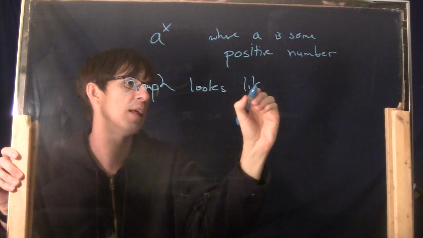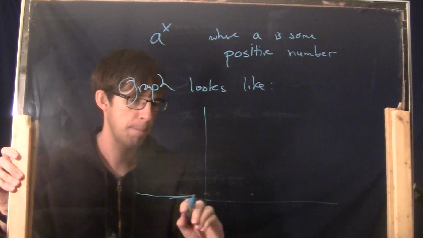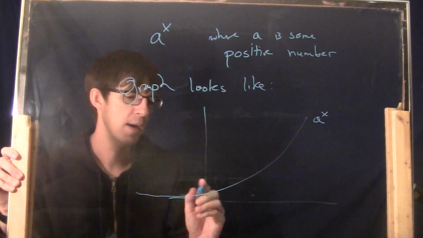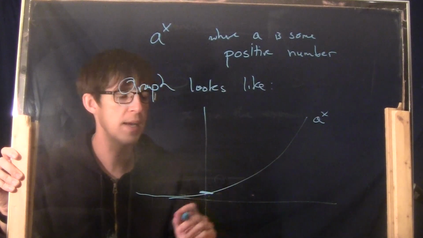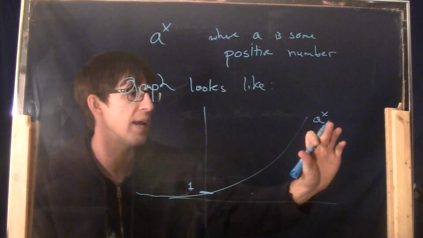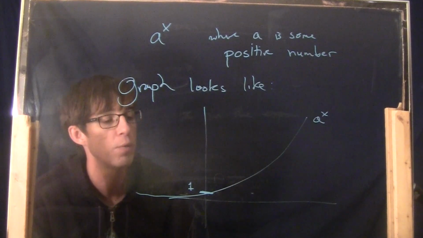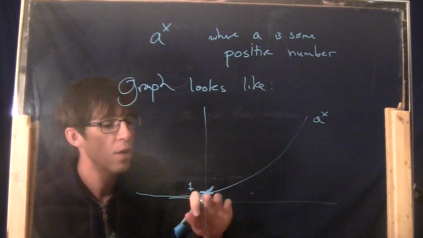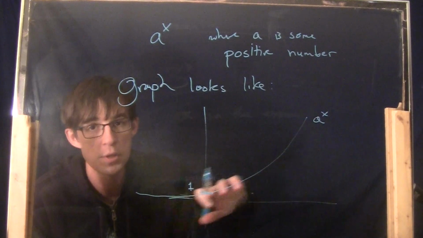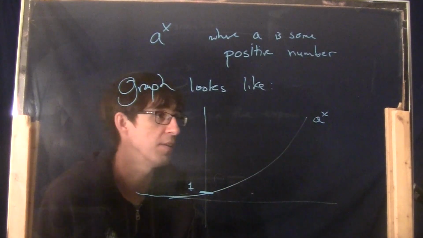The graph looks something like this. This is the graph of a to the power x, where this goes through the y-axis. The y-intercept is 1. That's because if you plug in x equals 0 here, you get a to the power 0, and anything to the power 0 equals 1. And so the graph goes through 1 when x equals 0. And otherwise it looks like this. If you don't believe me, you can just plug 2 to the power x into your calculator. You will see it looks like this.